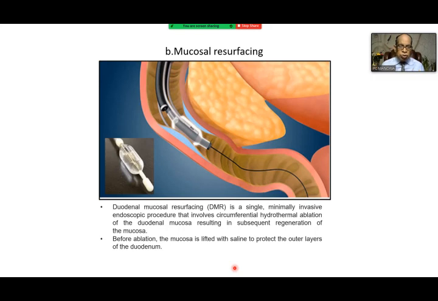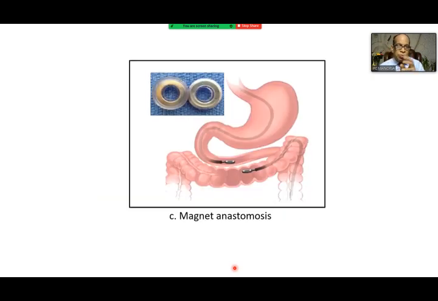The duodenal mucosal resurfacing is a single minimally invasive endoscopic procedure that involves circumferential hypothermal ablation of the duodenal mucosa, resulting in subsequent regeneration of the mucosa. Before ablating, the mucosa is lifted with saline to protect the outer layers of the duodenum. And this is the magnet anastomosis, which is also sometimes used.